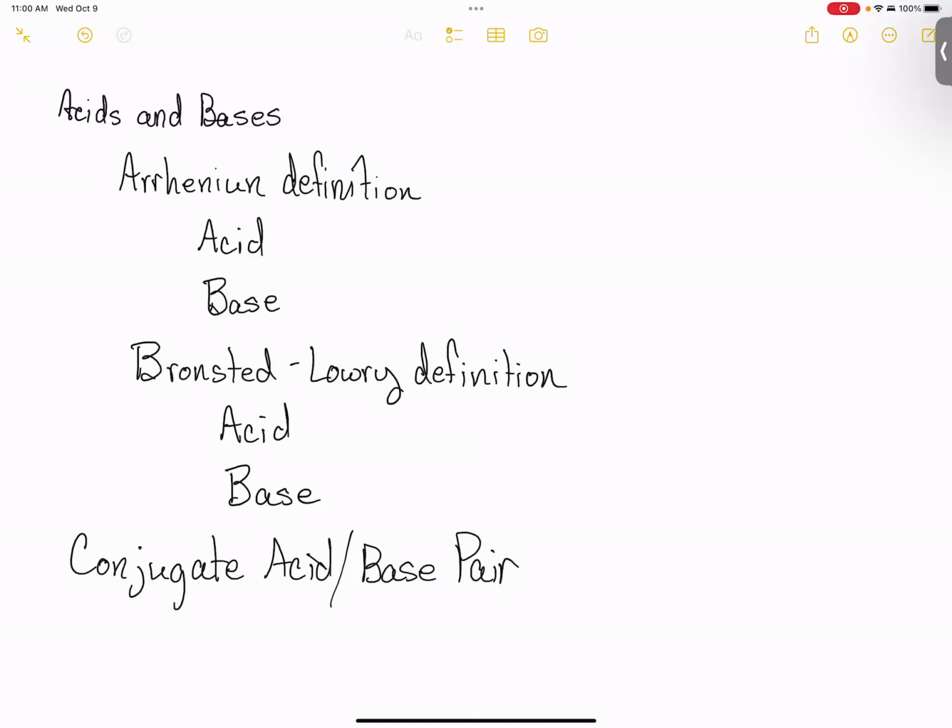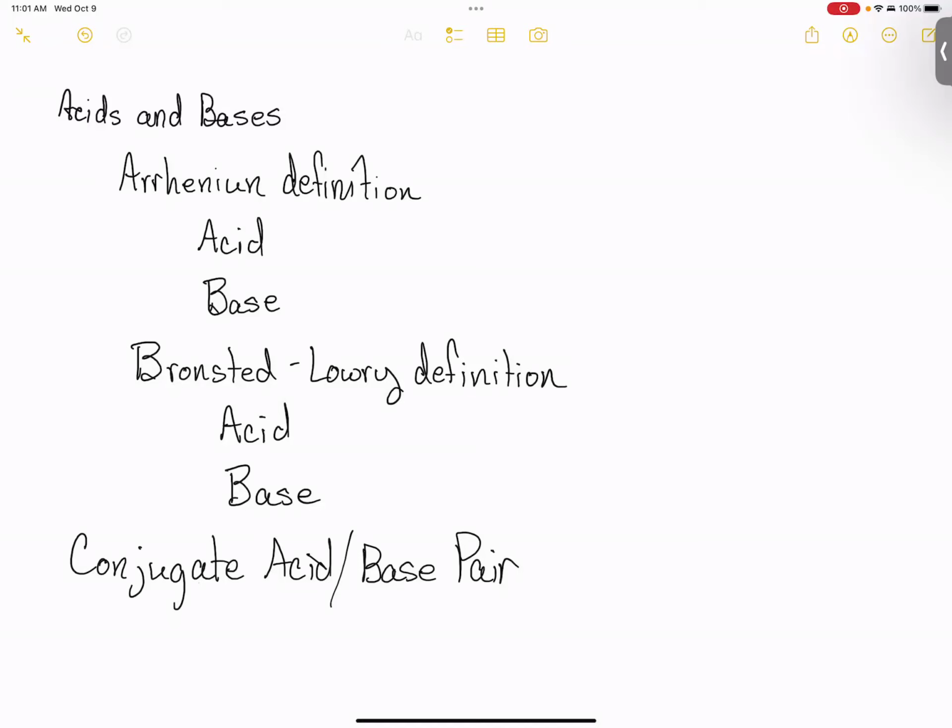Today's information starts exam number 3. The first thing we're going to do is discuss the acid-base definitions. We're going to talk about the Arrhenius acid-base definition and the Bronsted-Lowry acid-base definition. Later in this chapter, it brings in the Lewis acid-base definition, but we'll talk about that later.